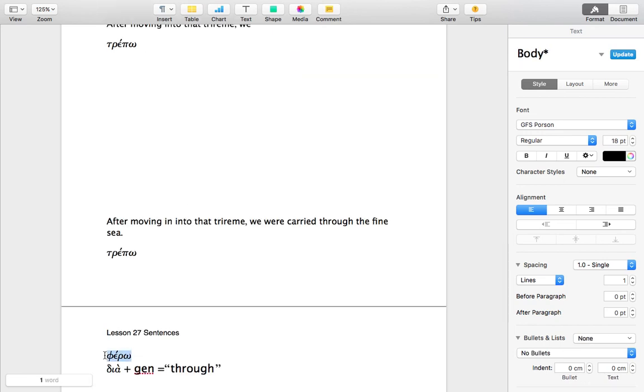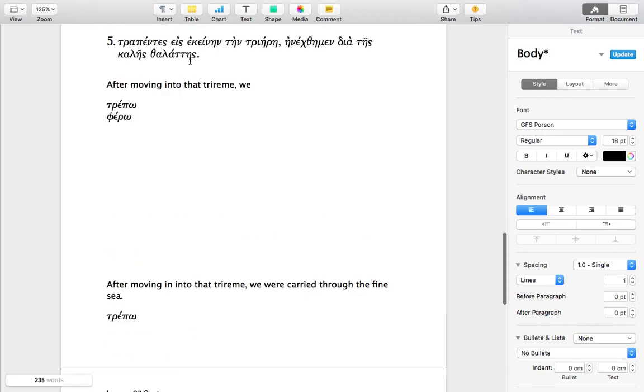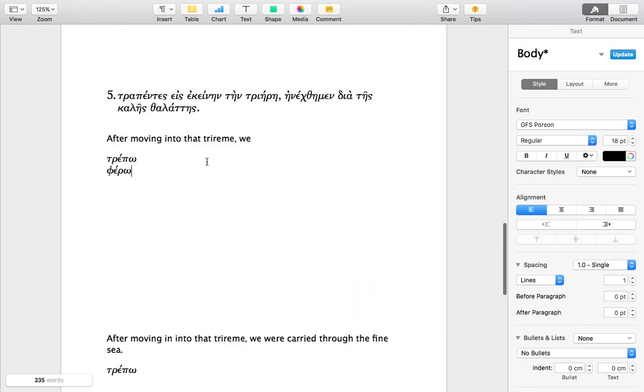It's from pherō, right? Pherō's the annoying one. Everybody should hate pherō. So we were carried, or borne. Apparently I don't know how to spell it. For some reason I thought there was an E on it. There, that's what it should be. Yeah. We were carried or borne. Just stick with carried. That's what we say in English these days. We were carried. Dia tēs kalēs thalattēs.